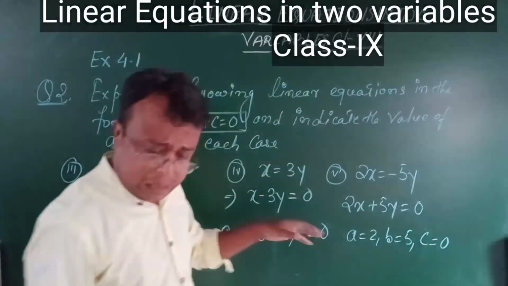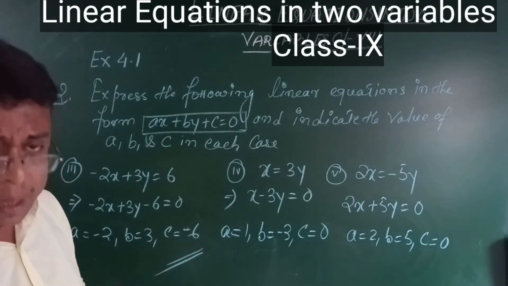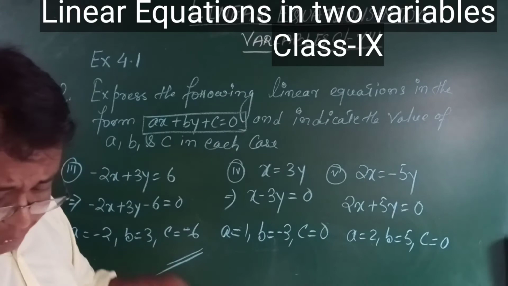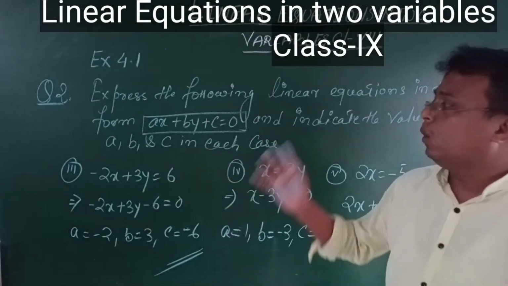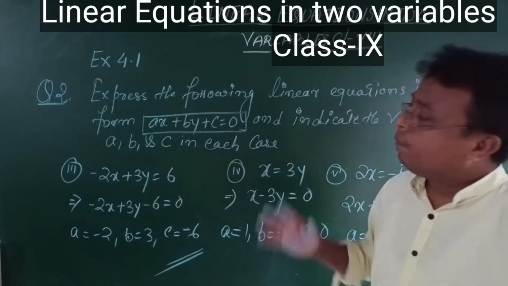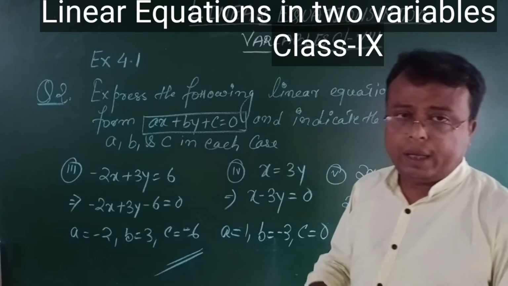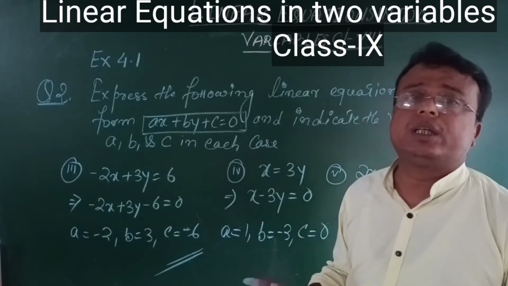I hope it is clear to you. One or two questions are remaining that you can do by yourself, that is question numbers 6, 7 and 8. They are very easy questions. You only have to express them as a linear equation in two variables, and after that write the values of a, b and c. Okay, our next topic is how to find the solution of a linear equation in two variables.